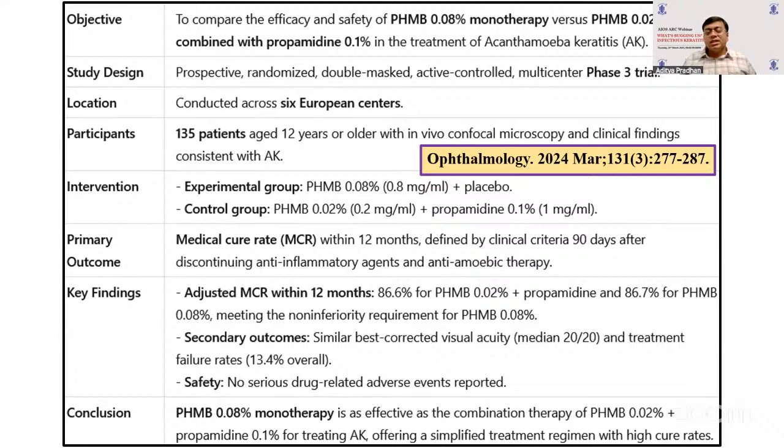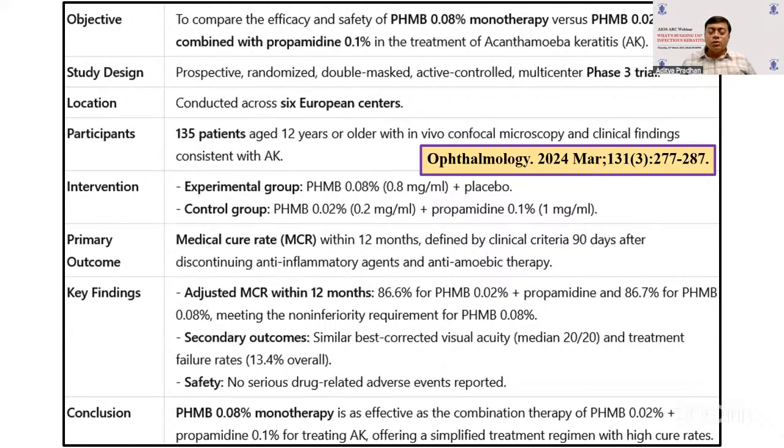There were two groups. The standard concentration we are used to for PHMB is 0.02%. In this trial, the experimental group had an increased concentration of 0.08% with placebo, and the control group had the standard combination therapy of 0.02% PHMB with 0.1% propamidine. At 12 months, the medical cure rate was the primary outcome, that is, 90 days after discontinuing anti-inflammatory agents and anti-amoebic therapy. Between the two groups, the rates were 86.6% and 86.7%, so it was shown to be non-inferior.